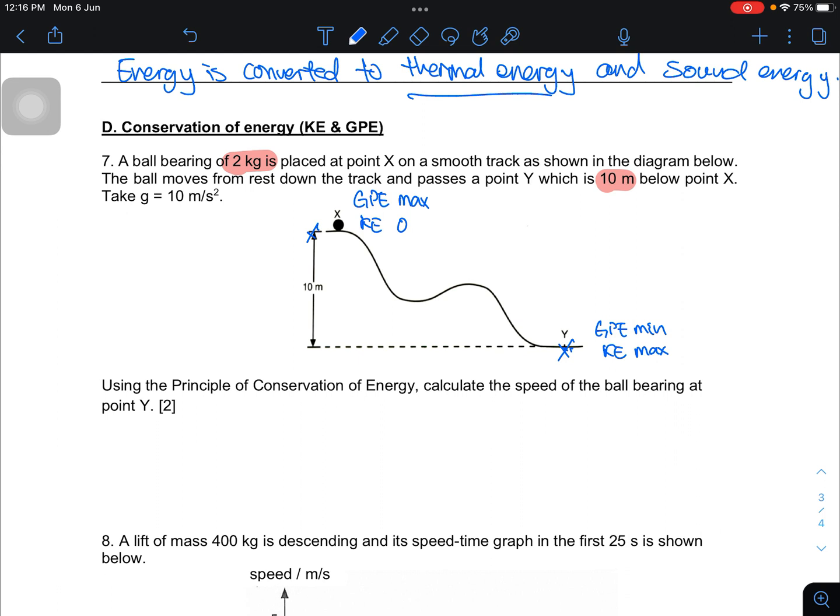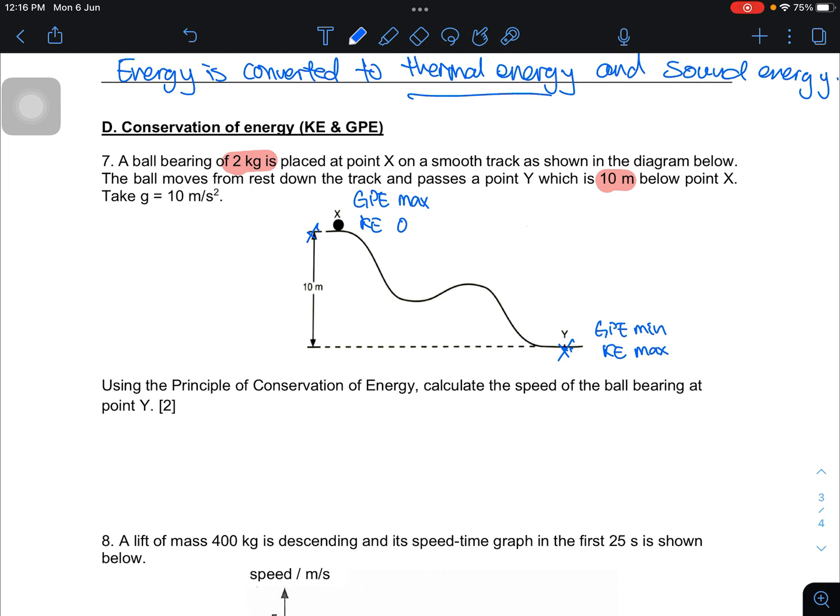Remember what I told you just now about GPE? Whenever we're calculating GPE, we are not calculating the exact value of the GPE. We're always calculating the difference. So when the ball bearing rolls down from point X to point Y, it lost a height of 10 meters. By losing this height, the ball bearing loses a certain amount of GPE. Where did this GPE go? This GPE is converted to KE, because according to the principle of conservation of energy, I can't just destroy my GPE. The GPE must have gone somewhere.